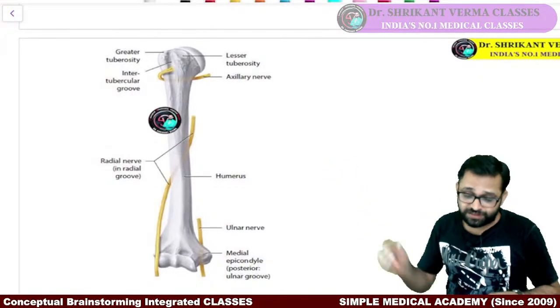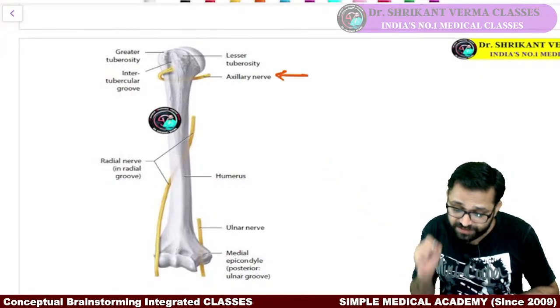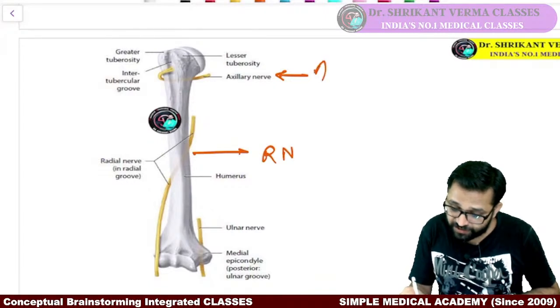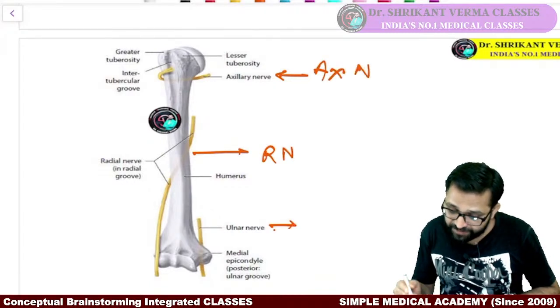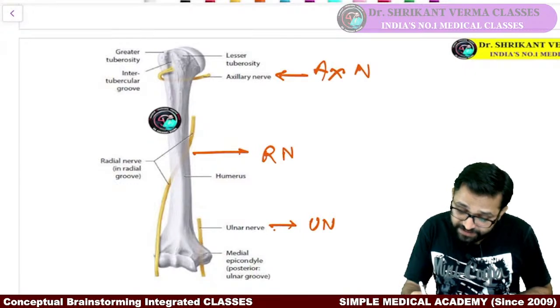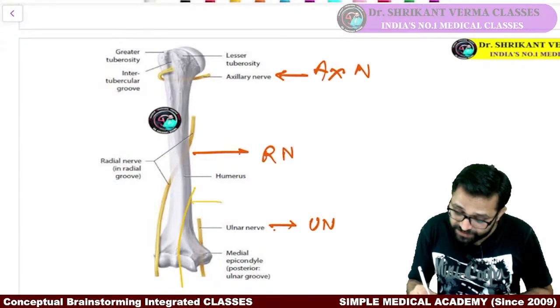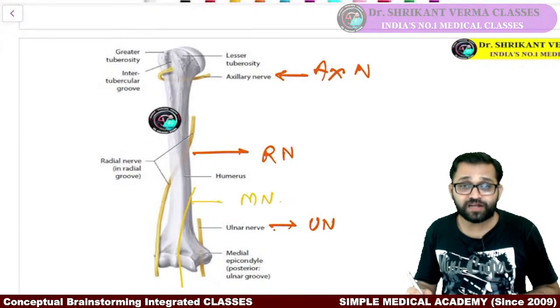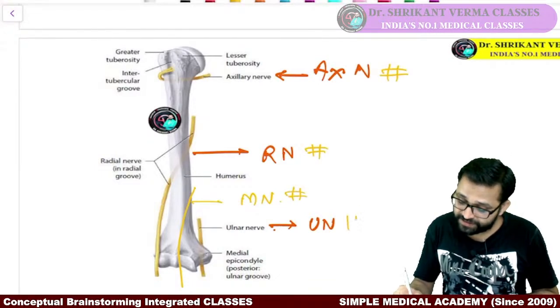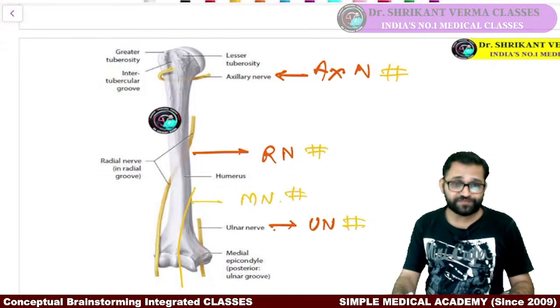We had already discussed that at the surgical neck of the humerus there is the axillary nerve, at the shaft of the humerus there is the radial nerve, and behind the medial epicondyle there is the ulnar nerve. One more nerve is there, that is our median nerve, which runs at the supracondylar area. So these are getting fractured in different situations.